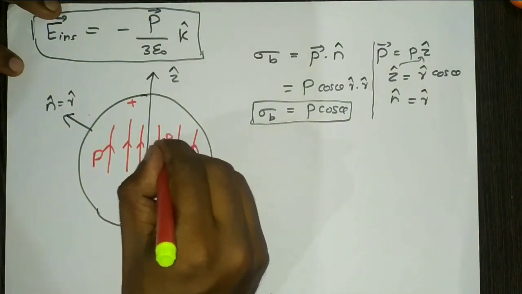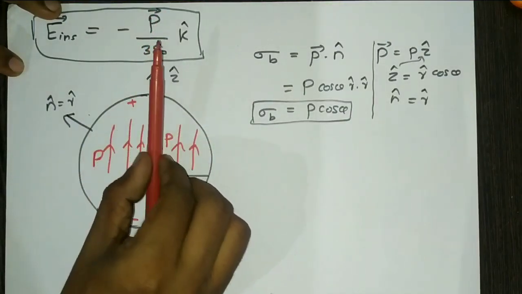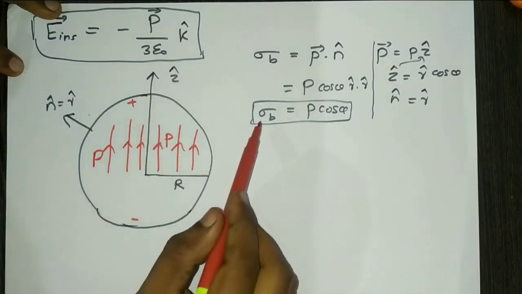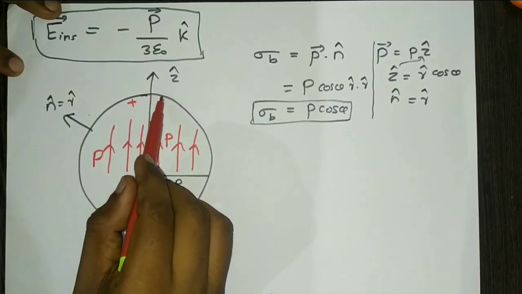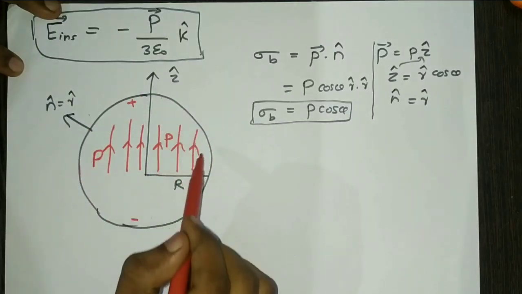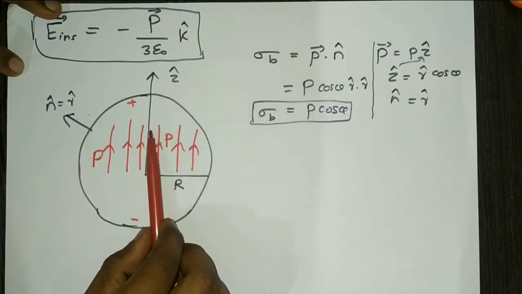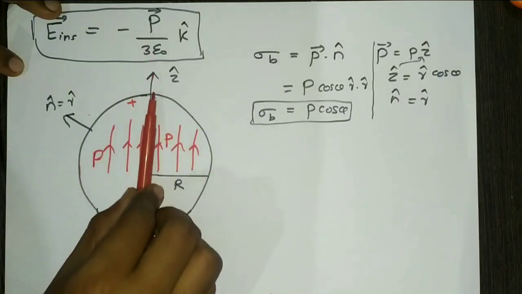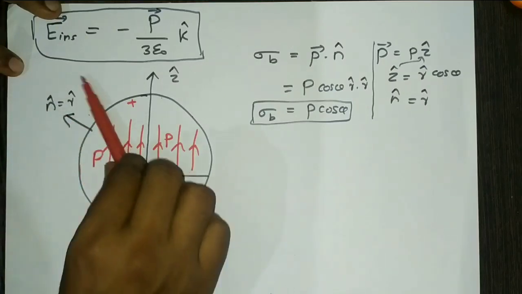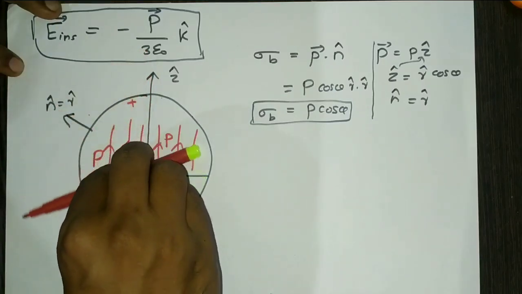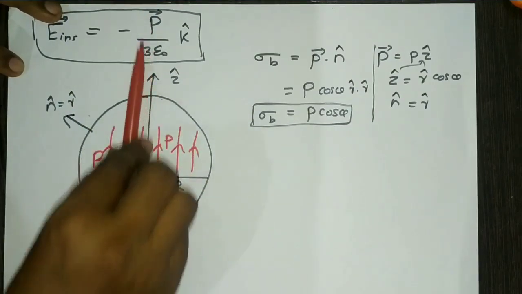Since this polarization is along the z direction, I need to find out the amount of charge density at each point on this sphere. For this I can use this relation. This theta is the angle between the z direction, that is the polarization direction, and this r vector. This r vector can be in any direction, but the polarization direction z is fixed.